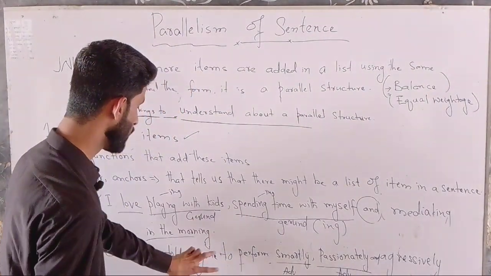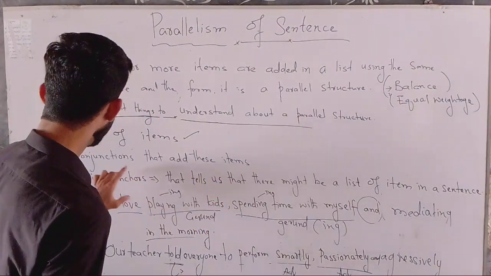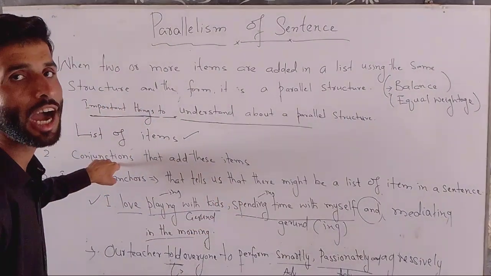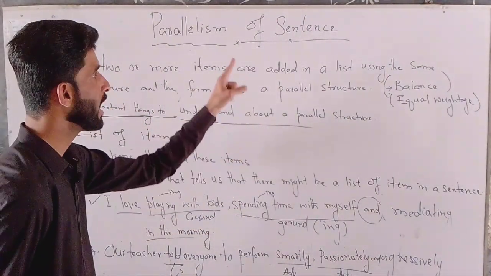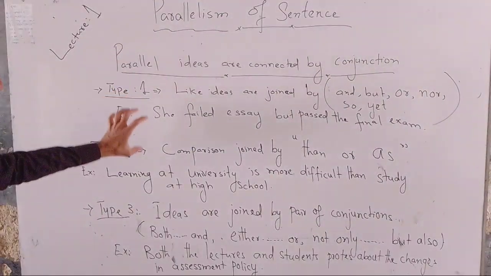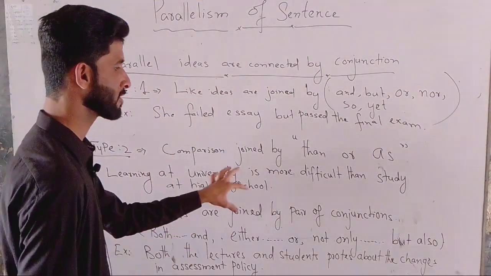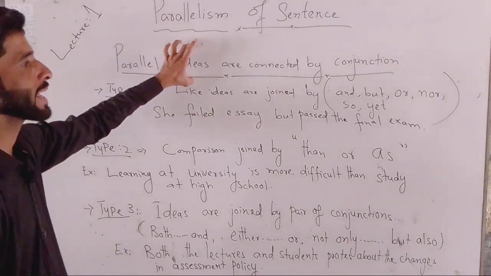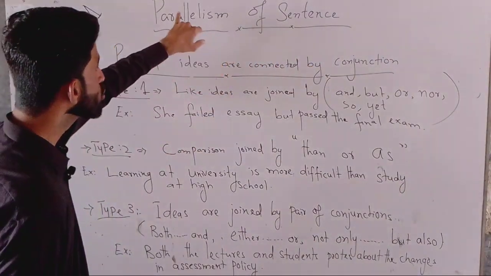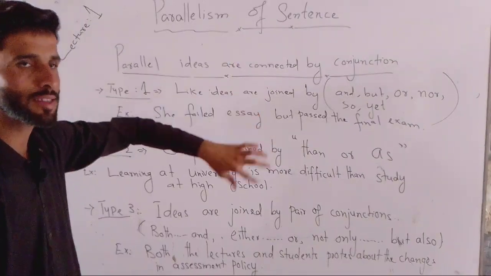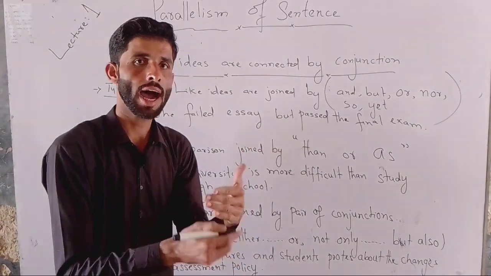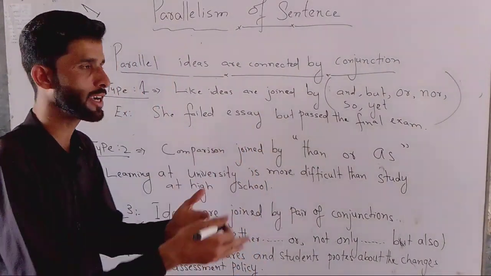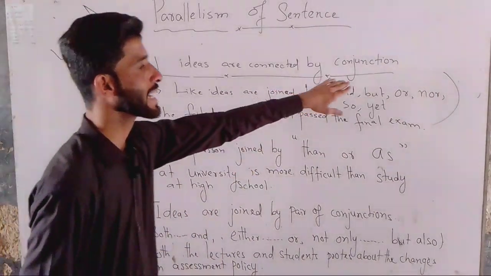Okay, so let's see which types of conjunctions are used in parallelism of a sentence. Which kinds of conjunctions are used in the parallelism of a sentence? Parallel ideas are connected by conjunctions. These parallel ideas means items; different items are connected by conjunctions.